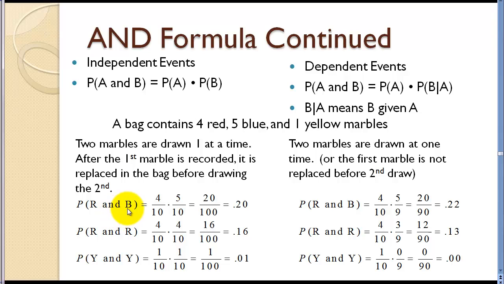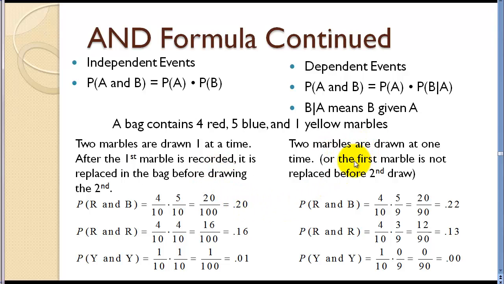So the probability of blue is 5/10. We multiply those probabilities, so we get 0.2. The probability of getting a red followed by a red would be 4/10 times 4/10. And the probability of yellow followed by yellow is 1/100th. Now it's possible to get two yellows because remember, we draw the first yellow, look at it, record it, and then put it back into the bag, so there's still a yellow one.